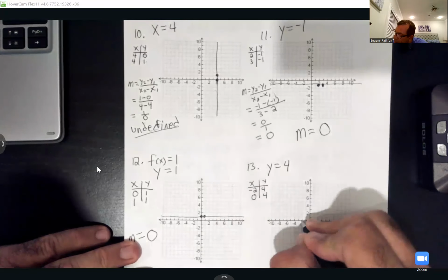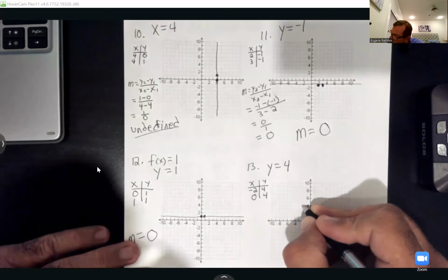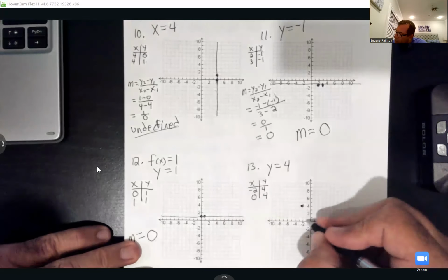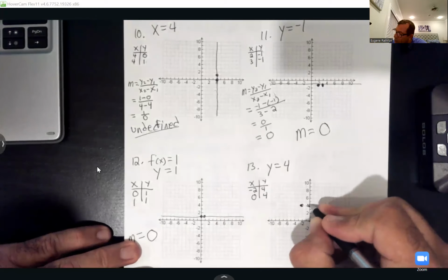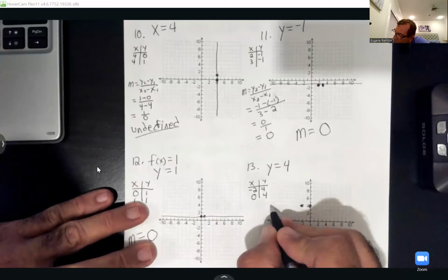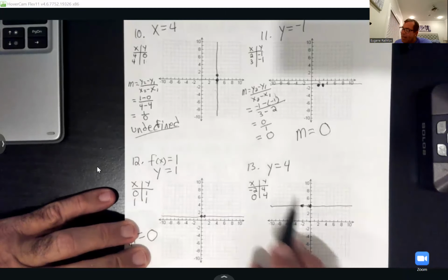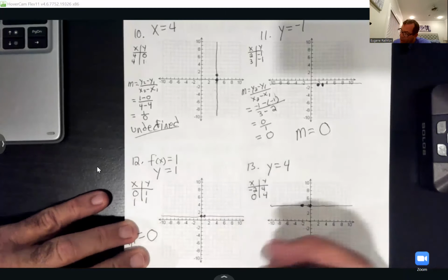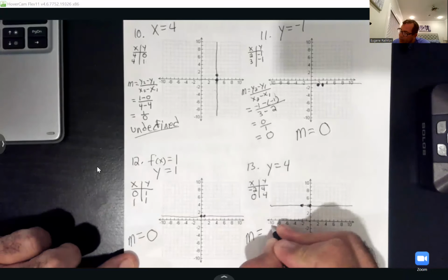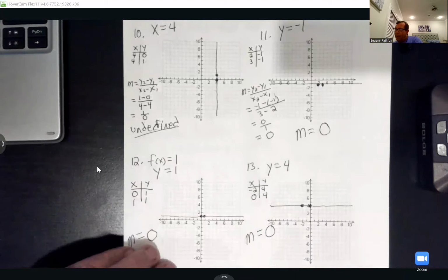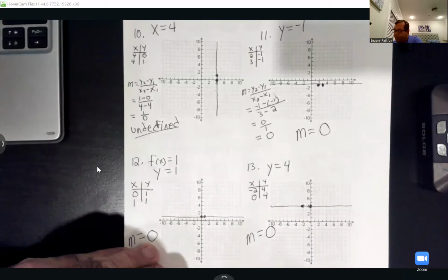So go left to -2 and up to 4. Then I'm going to plot 0, 4. So 0, go up 4. So y'all, I got my 2 points. Draw my line. Since that's a horizontal line, anytime we got y equals a number, our slope is 0. All right, y'all, so that's a trick on that one.